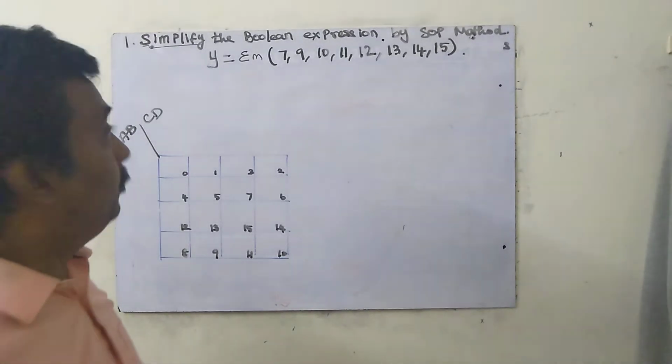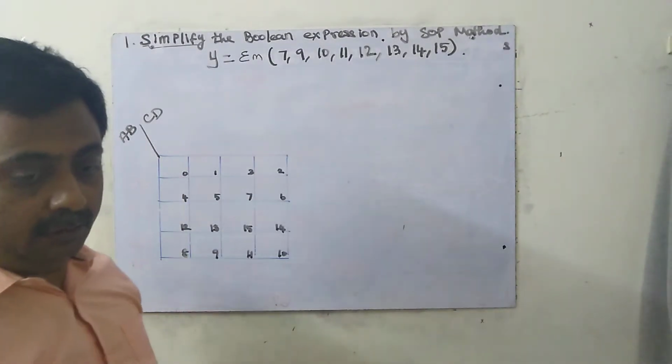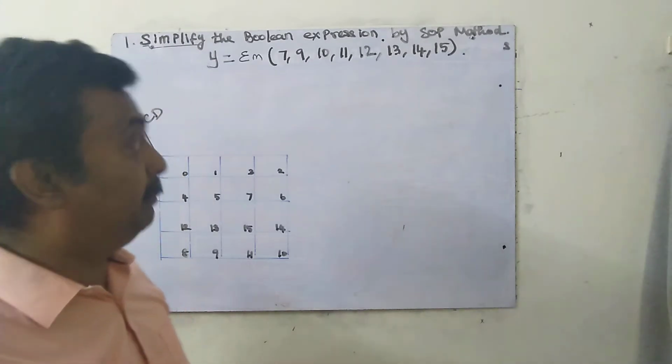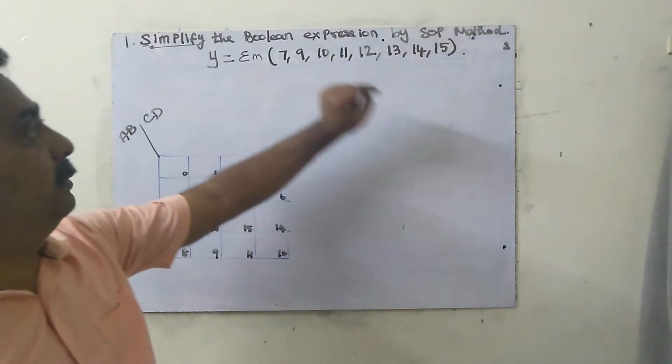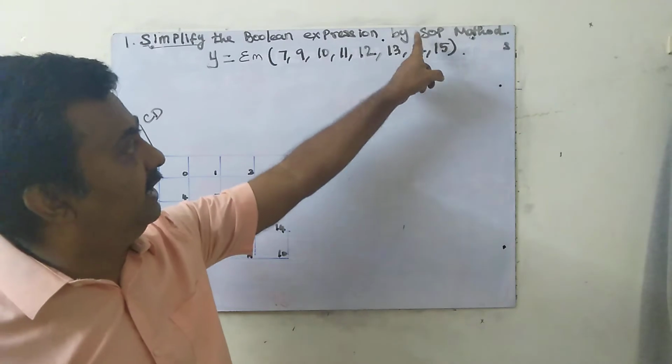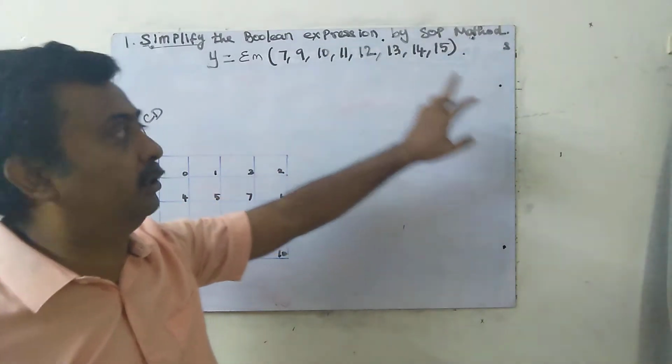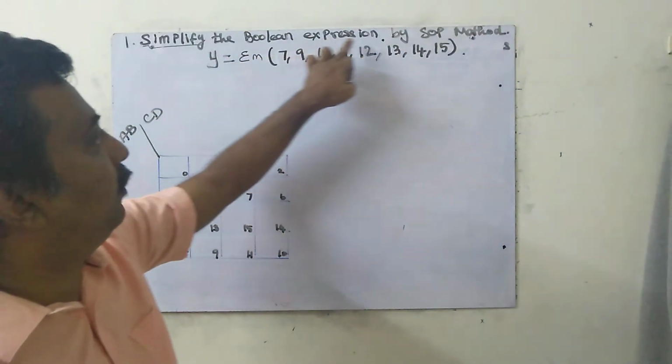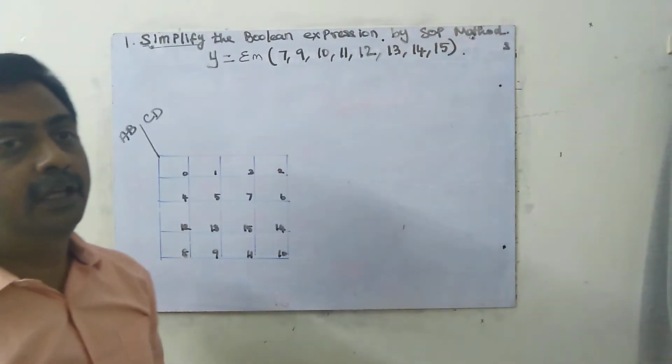Okay, next, second problem in what's called K-map. The K-map method is to simplify the Boolean expression by the SOP method. Even if it is not stated as an SOP problem, we are going to solve it by the SOP method only, but clearly they have given: simplify the following expression by SOP method.